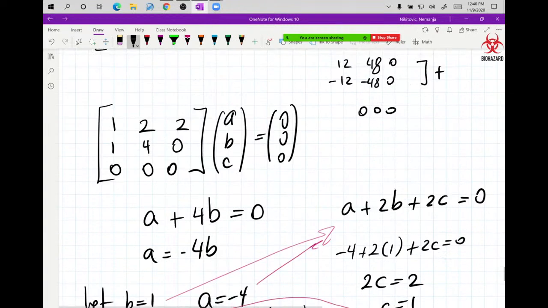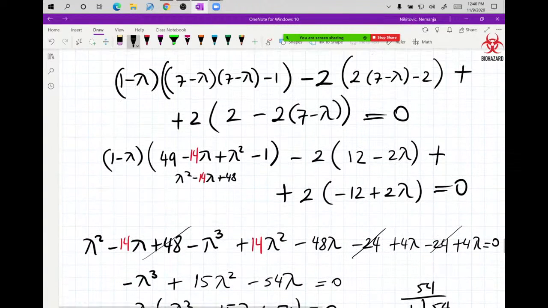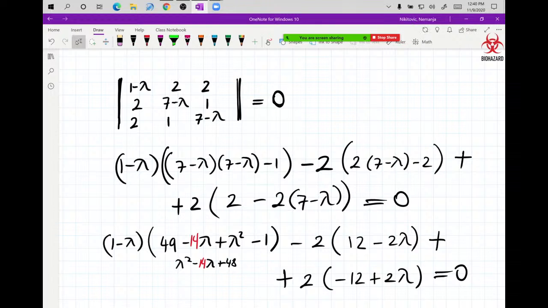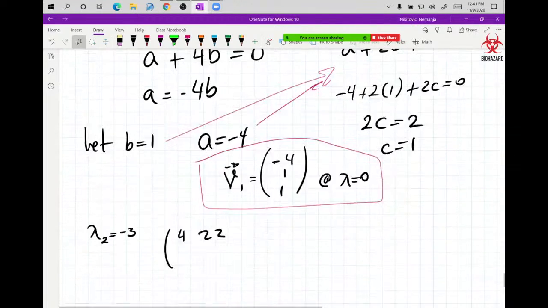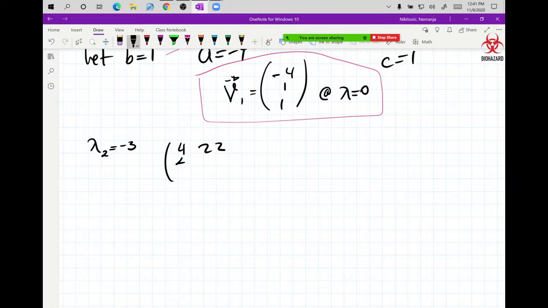422. -3 again. 422. -3 is 10. So 210, 210, 210. Okay. 210. 1 and then 2, 1, 10 times ABC equals 0, 0, 0.